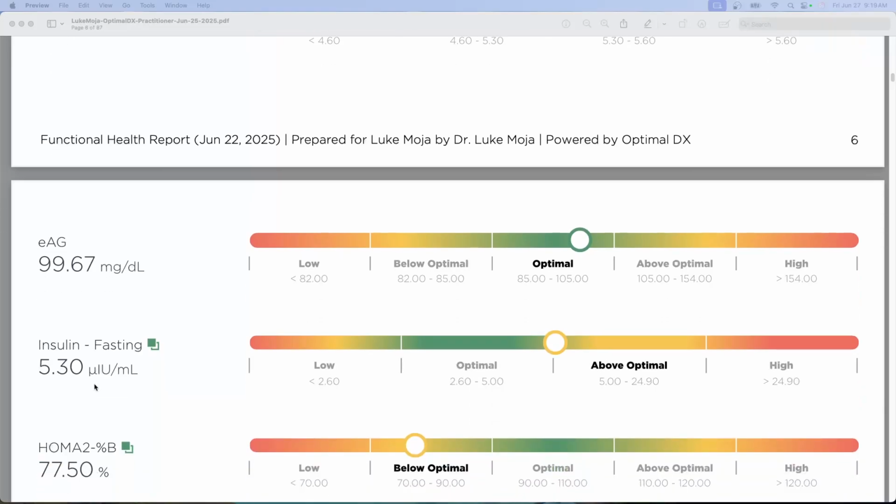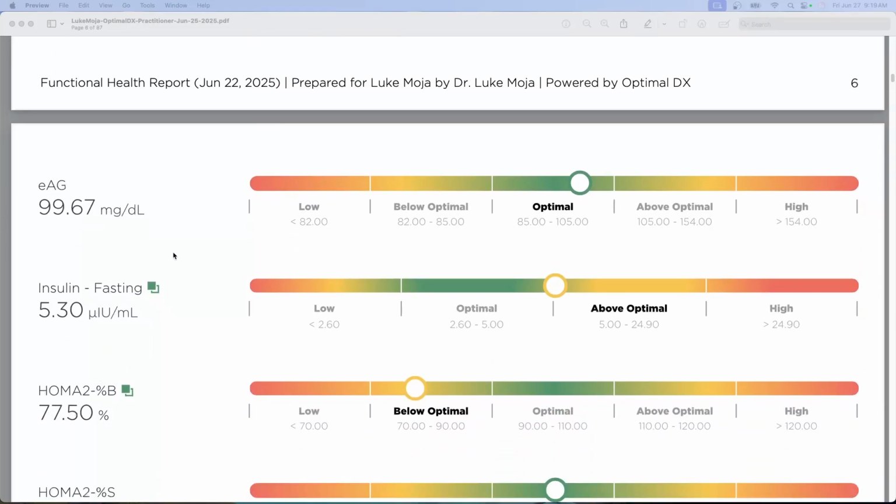Fasting insulin, you can see here. Insulin is the hormone secreted by the beta cells in your pancreas to help regulate blood sugar levels, getting the blood sugar from the bloodstream into your cells. You can see mine's just above optimal there at 5.3. I'd like to see that probably below 5, but right on the optimal range there. Again, it's a little higher than mine typically is. Last few times I've done blood work, that's been about 3.